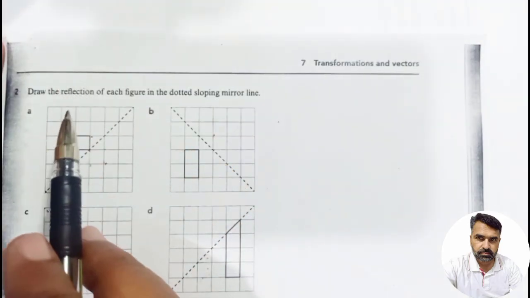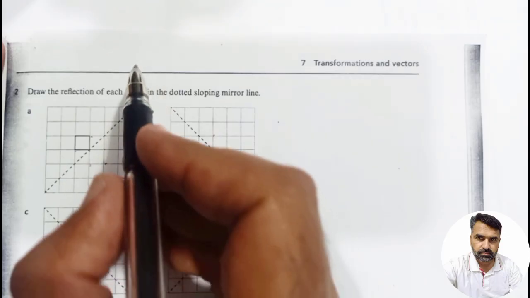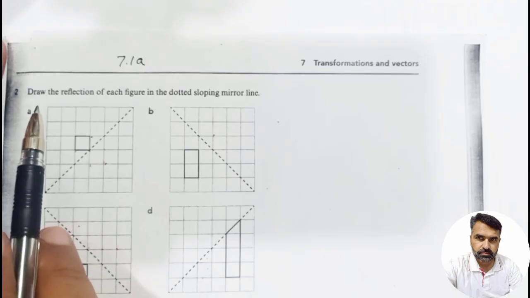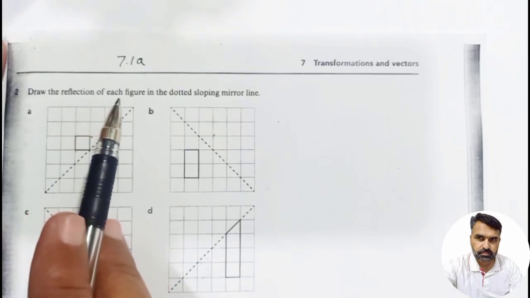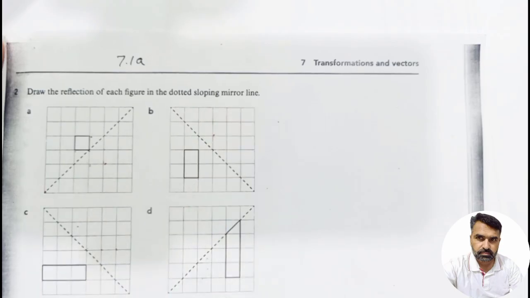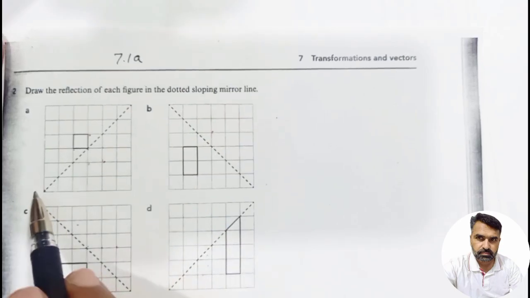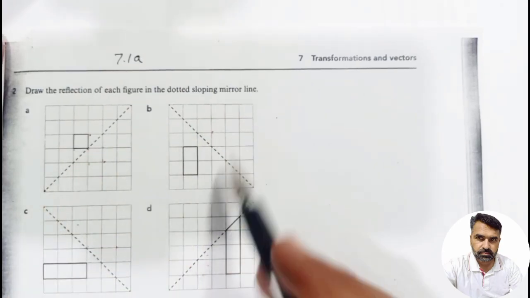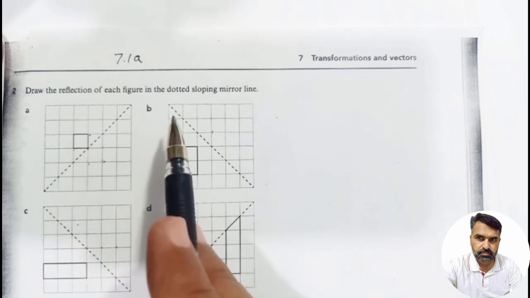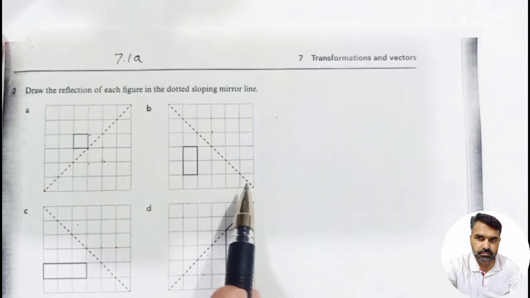Students, Cambridge O-Level Mathematics, course book, 3rd edition, exercise 7.1a, and question number 2: draw the reflection of each figure in the dotted sloping mirror line. Students, there are sloping lines and all the lines are passing through origin. Some lines are moving left to right upward and some lines are moving left to right downward.